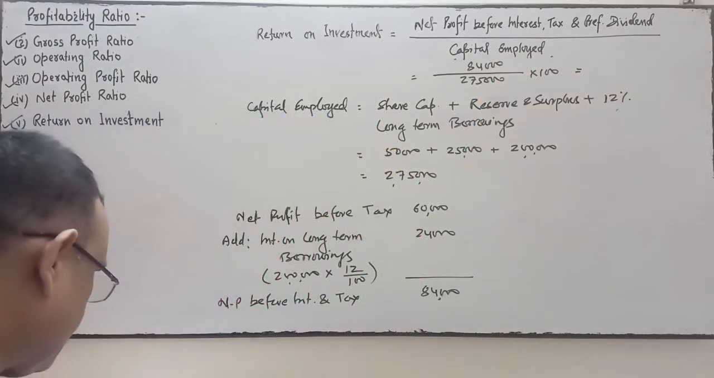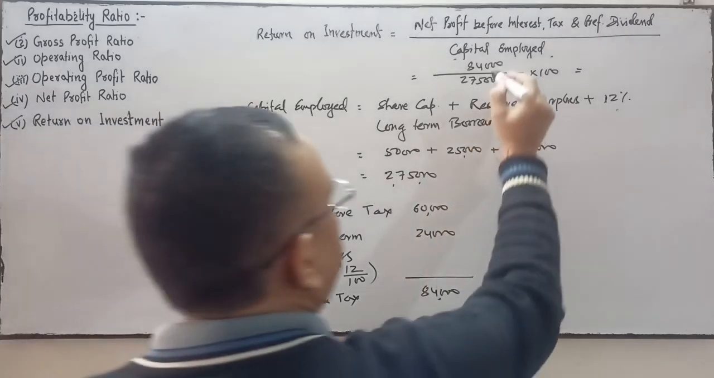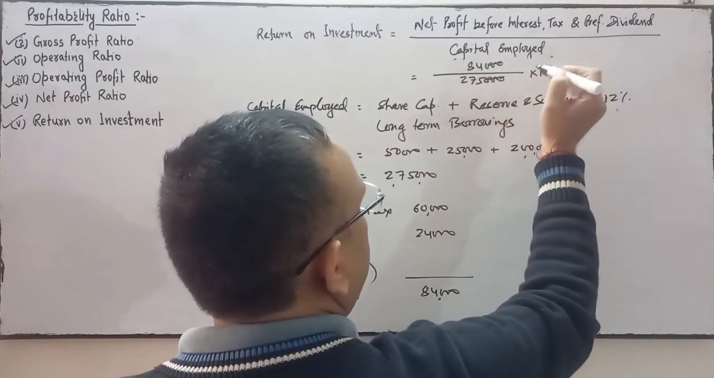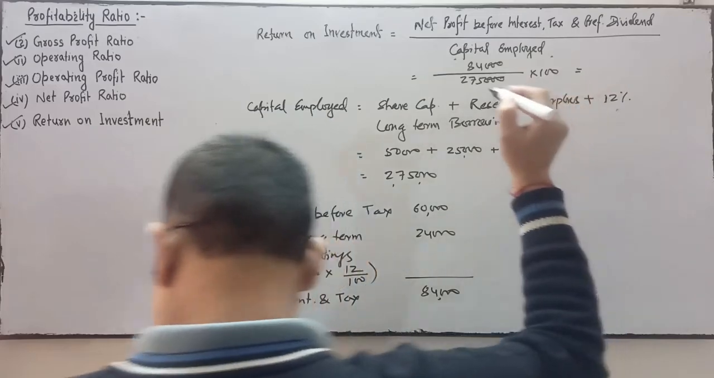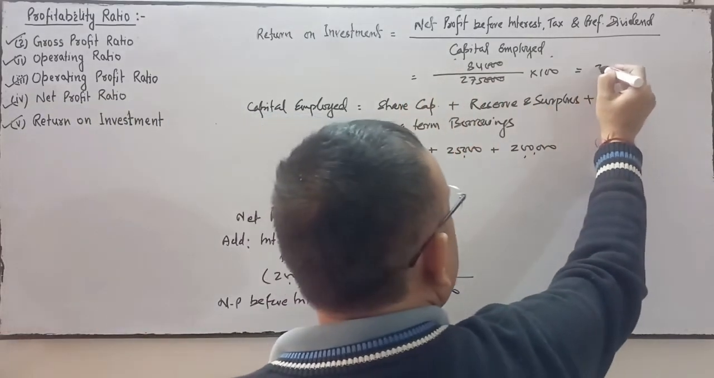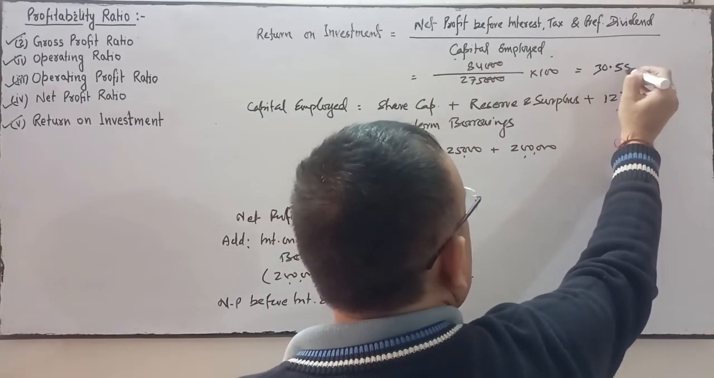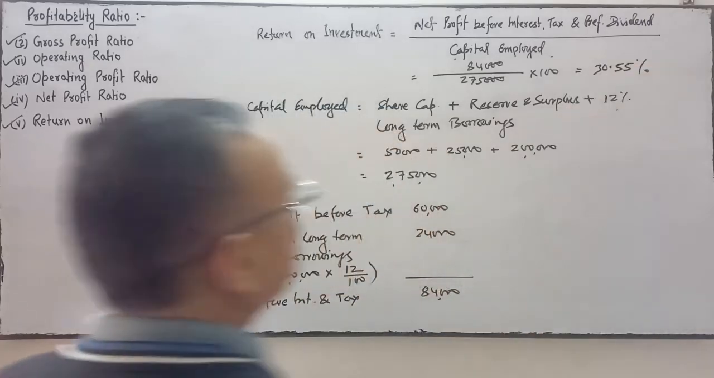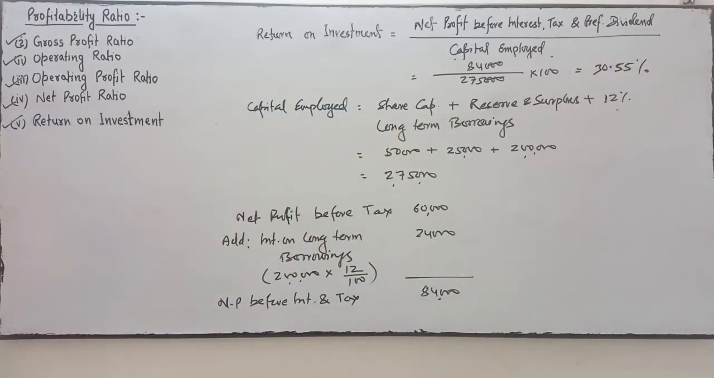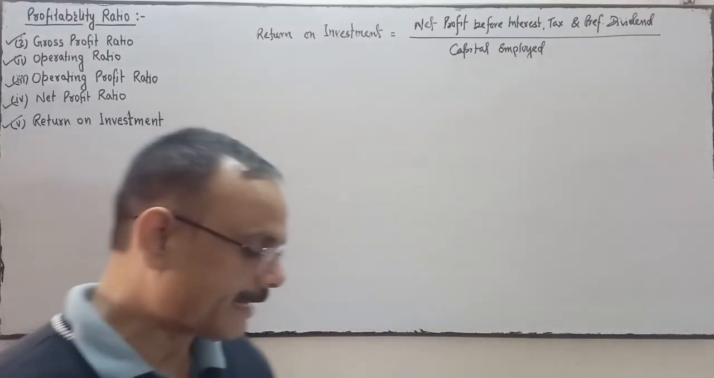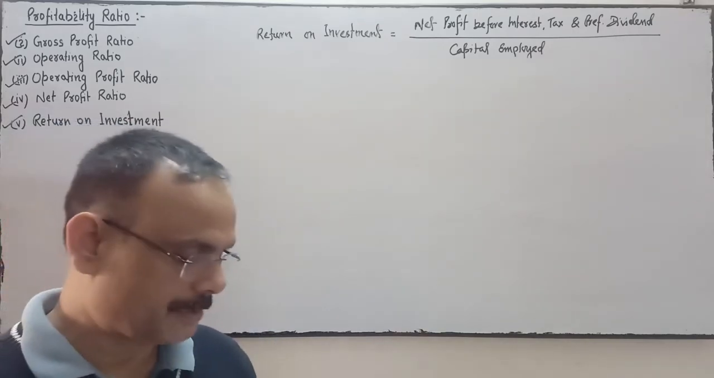So 84,000 upon 2,75,000, into 100. If you calculate it, this percentage is 30.55%. Now come to the next question related to return on investment.